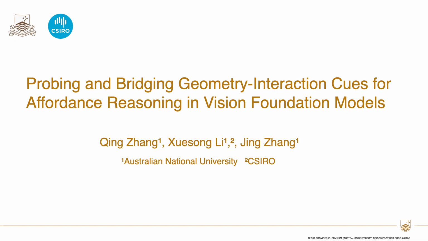Today I present our work, Probing and Bridging Geometry Interaction Cues for Affordance Reasoning in Visual Foundation Models. The main question of this paper is simple. Can a visual foundation model reason about affordance not just as a segmentation mask, but as a bridge from visual understanding to possible action?